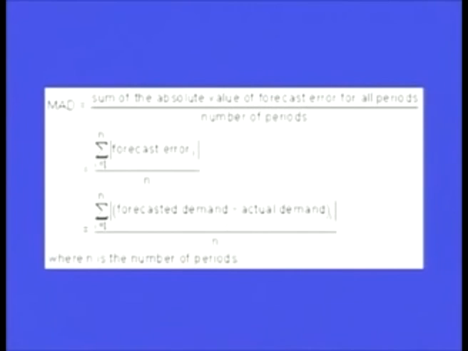Similarly, if we have similar data available for the last 10 years, for 2008, 2007, 2006, 2005 and going back in the line, and we have all these differences between the forecasted demand and the actual demand, we will add all these observations and divide by the number of periods that we have selected.